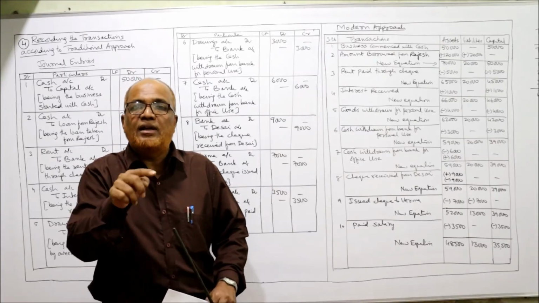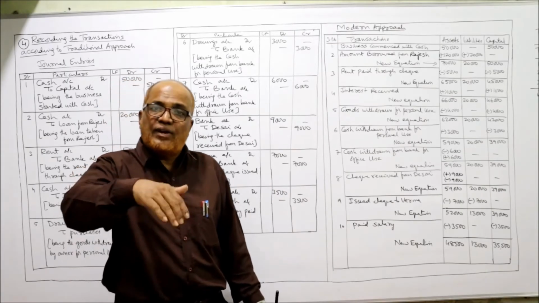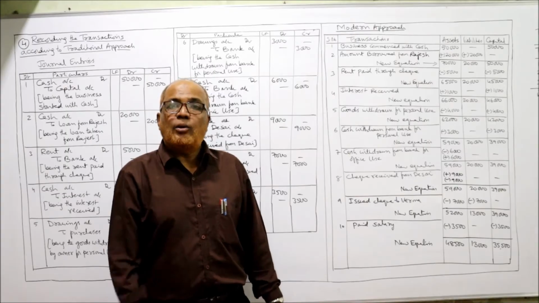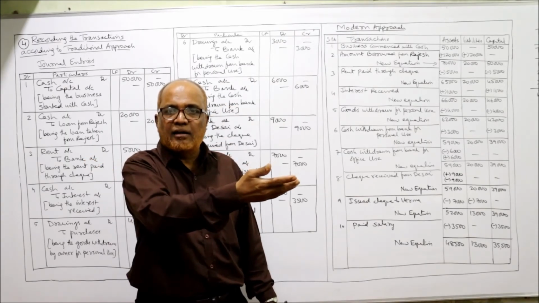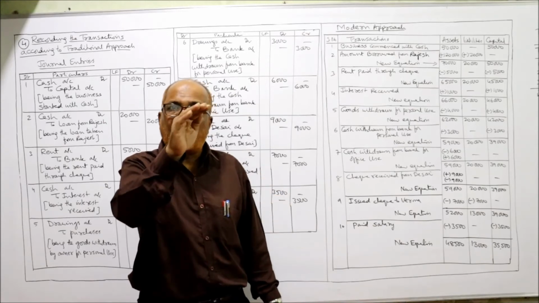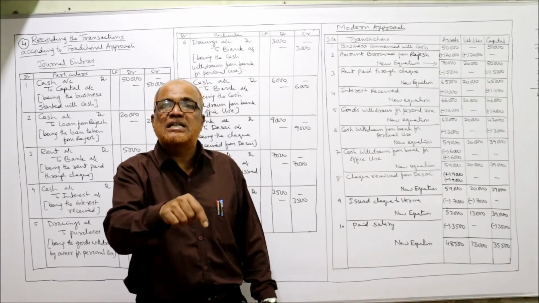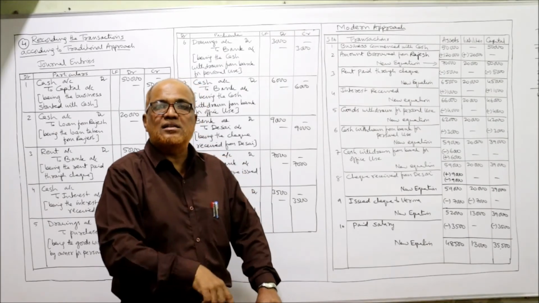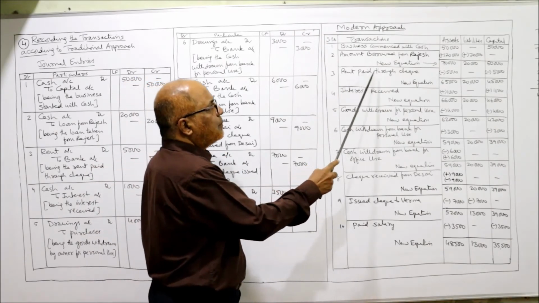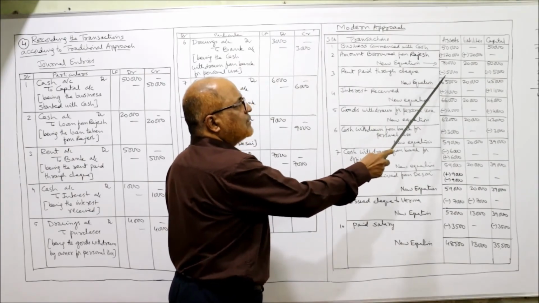And also it will decrease the asset because we are paying through bank. The bank balance will come down. We are paying the rent through bank. When we pay through bank, our bank balance will come down. So there is decrease in asset. So decrease in asset and decrease in capital. See here, rent paid through check, minus 5,000.